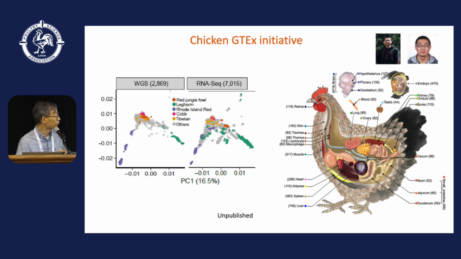Here, just to give you an idea about how many RNA-seq samples are available in each of those tissues. As you can see, some of the popular tissues like liver have almost 800, and spleen has almost 400, but some have very limited numbers. At minimum, we need at least 50 RNA-seq samples in order to do this type of analysis.